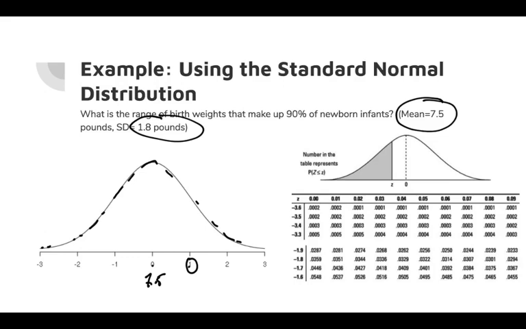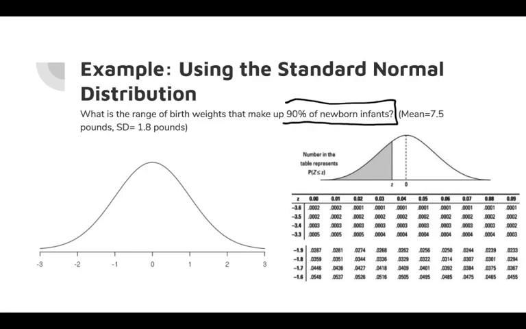What the question is asking is, what is the exact range for 90% of newborn infants? What does that range look like? Well, I can use the standard normal to figure that out. We can start by looking at the standard deviation. If I go from -1 to 1 standard deviation, I know from before that this covers about 68% of my population.